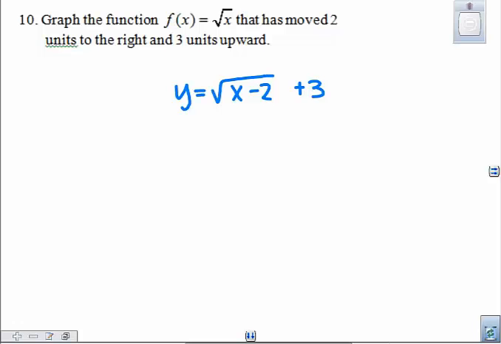Your parent function of the square root is this here. So you would take this graph, and remember this is 1, 1, 4, 2, okay, because whatever your x value is, the square root is your y value. And you would shift all of these points over 2 to the right and 3 up, and then regraph it.